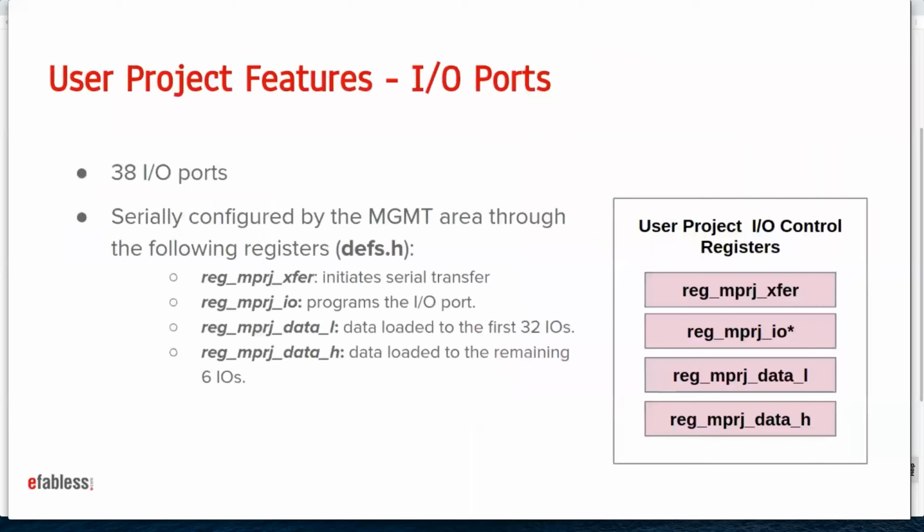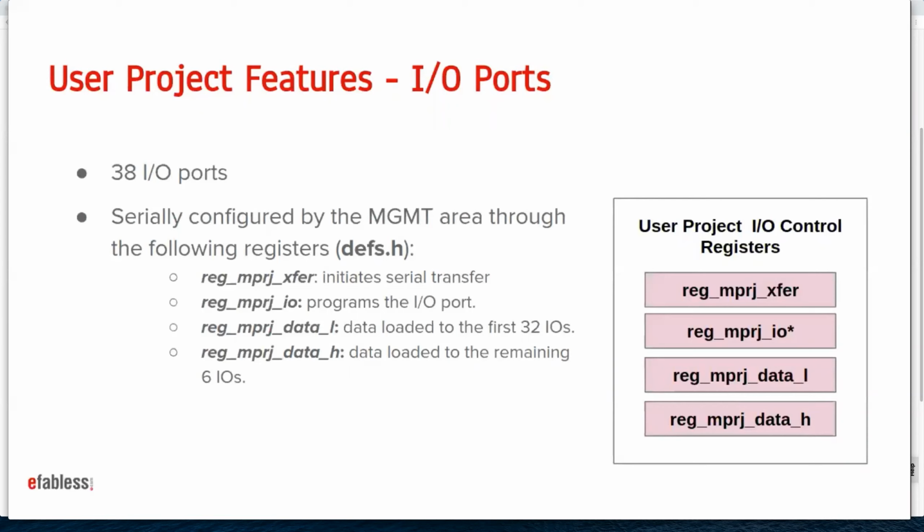Caravel provides a number of features to the user project space. The first feature is the I/O ports. Caravel allocates 38 I/O ports for the user project, and these I/O ports can be serially configured by the management area by running firmware on the Pico RV32, which configures these four registers. The first register is the Xfer register, and this register initiates a serial transfer. This is needed because the I/O control blocks are connected as a one shift register, which is serially loaded.